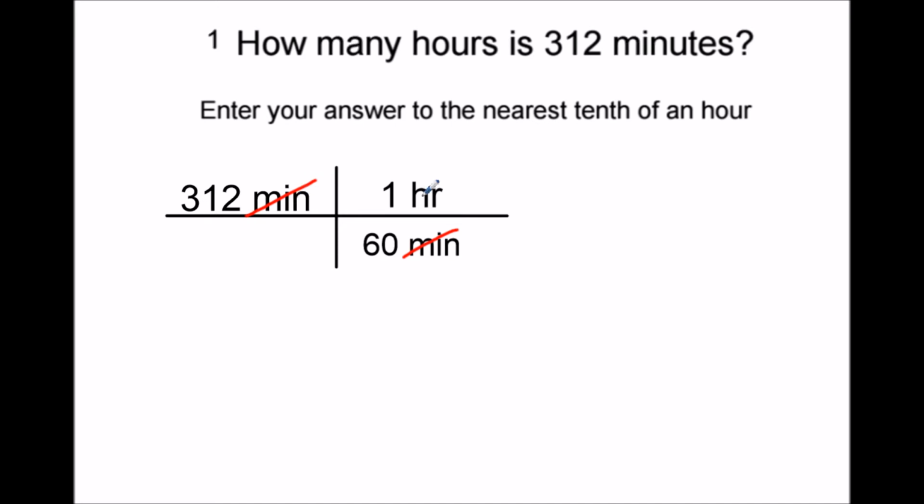When that happens, I'll be left with hours on top, which is what I'm trying to get to in the first place. So really what I'm going to do here is take 312 times 1 divided by 60. And when I do that, the answer I come up with is 5.2 hours. So 5.2 hours is the same as saying 312 minutes.